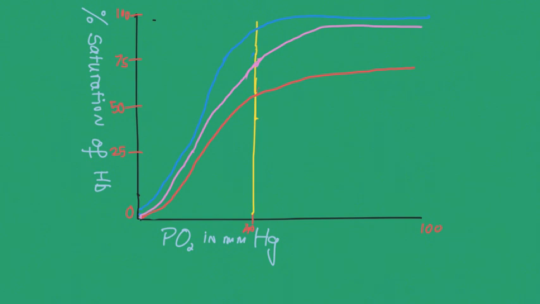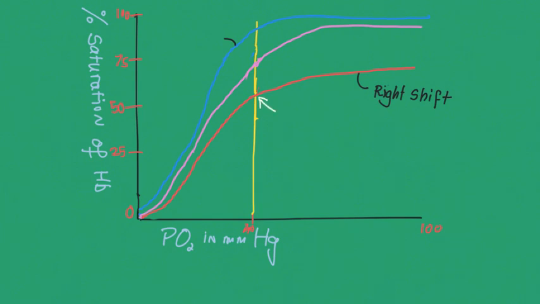This graph represents the dissociation of oxygen from hemoglobin in 3 different situations. The pink line represents the normal dissociation of oxygen from hemoglobin. The red line is shifted to the right of the normal, and the blue line is shifted to the left of the normal. These shifts to the right and left are important because they represent the percent saturation of hemoglobin in different situations.